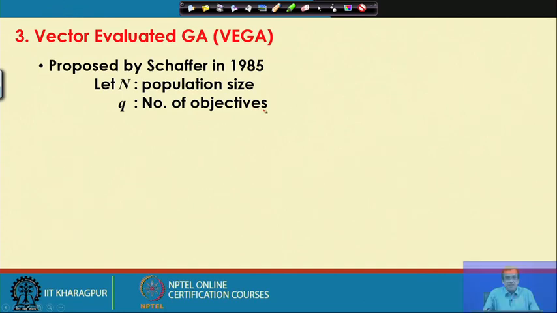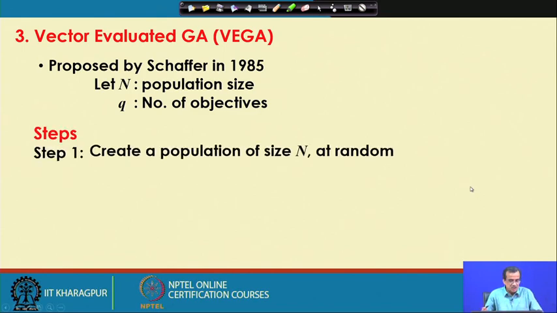Supposing that I have a multi-objective optimization problem having, say, q number of objectives. So, q is the total number of objectives. To solve this problem, we generate a large population, of size denoted by capital N. Now, let us see how to proceed with this approach. How does it work? Step 1: we create a population of size N at random.